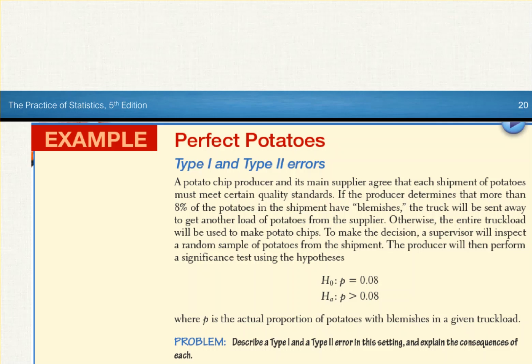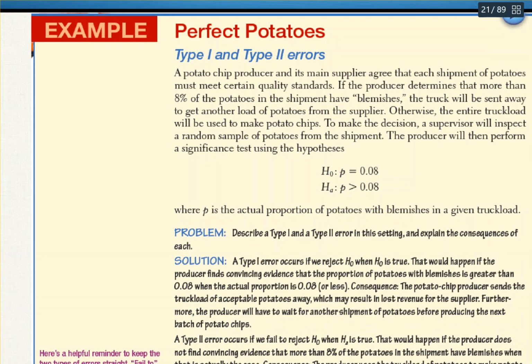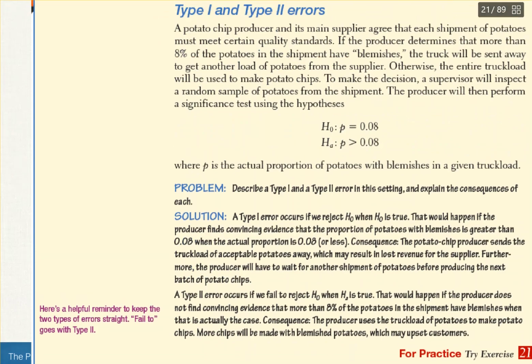So in that case, the potato maker accepts the shipment when they probably shouldn't, and they might have unhappy customers because a lot more of the potato chips have blemishes in them than otherwise would have happened. So let's see what the book's actual test is.